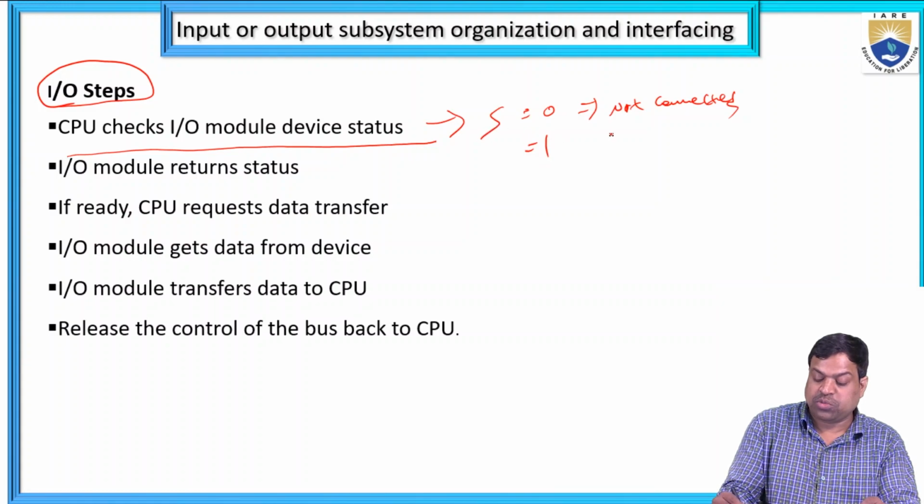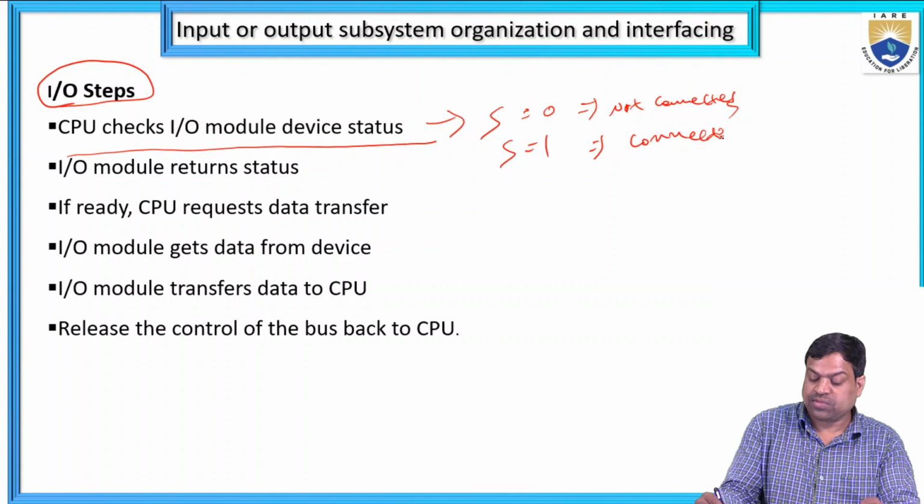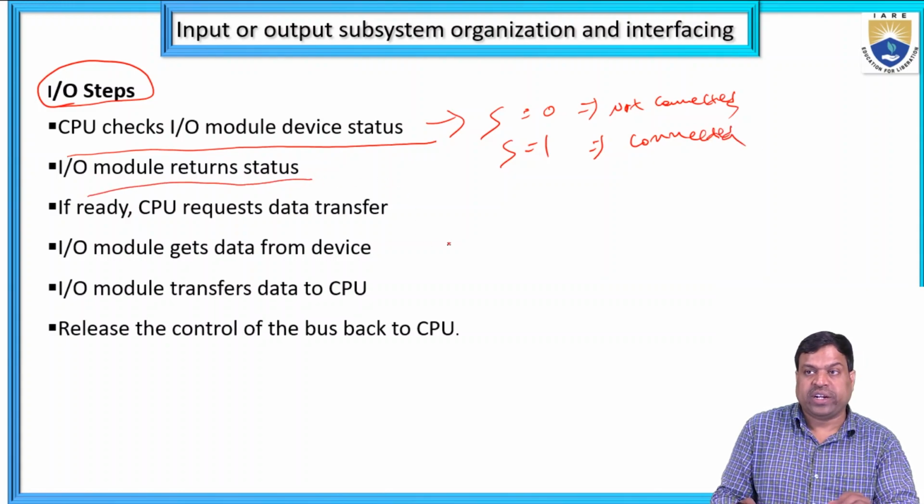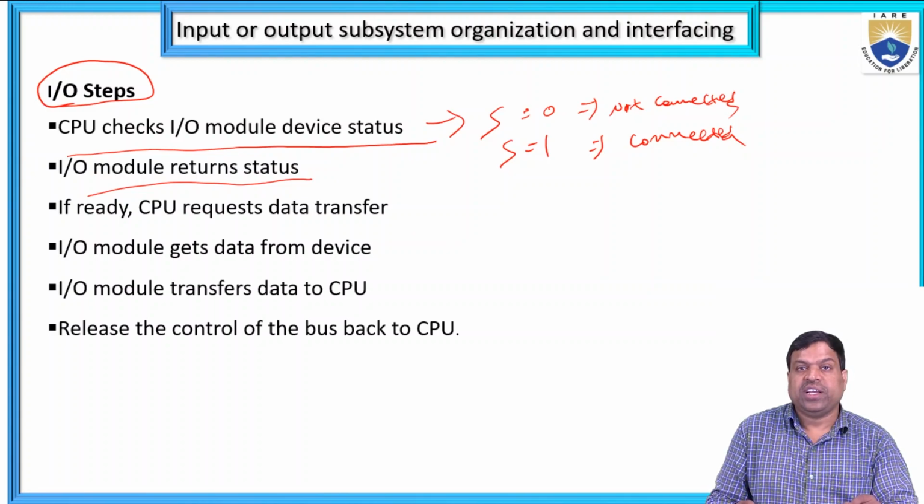Status bus S equal to 0 means not connected. S equal to 1 means connected. And the input-output module returns status. Okay, return back to the original status, and it is ready.